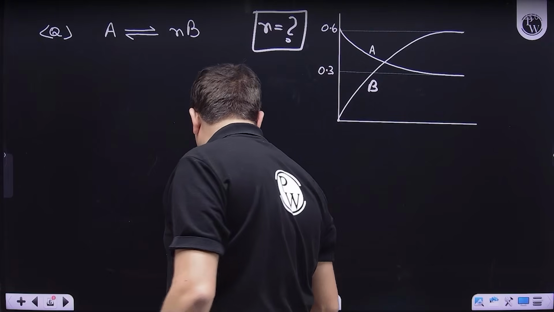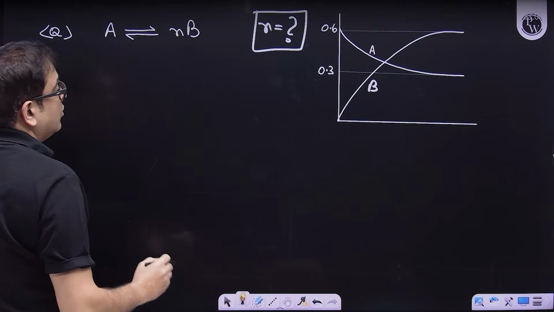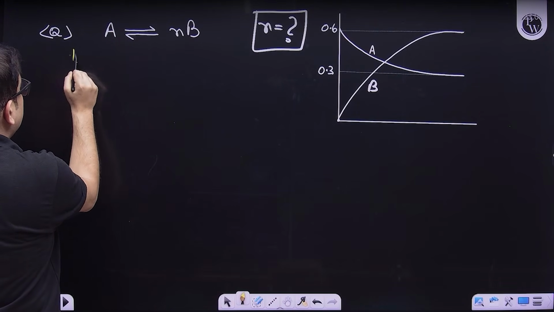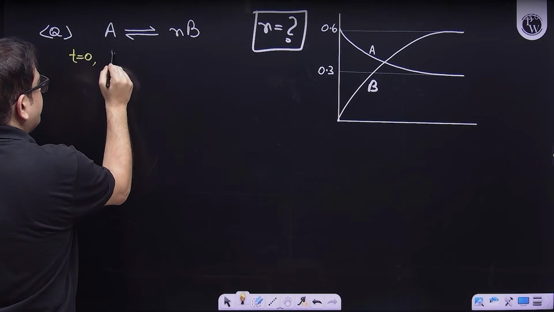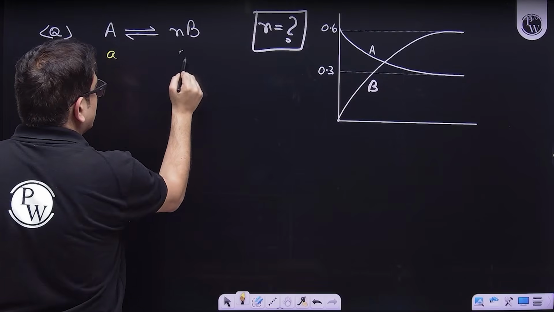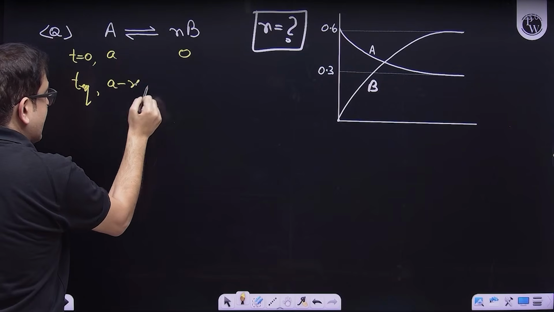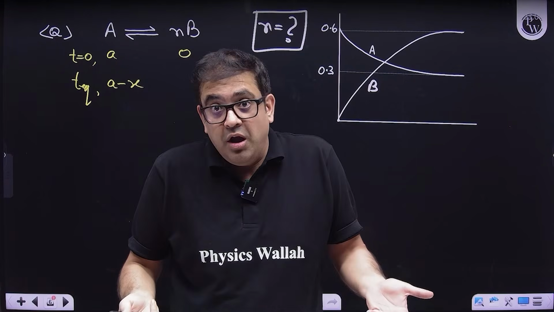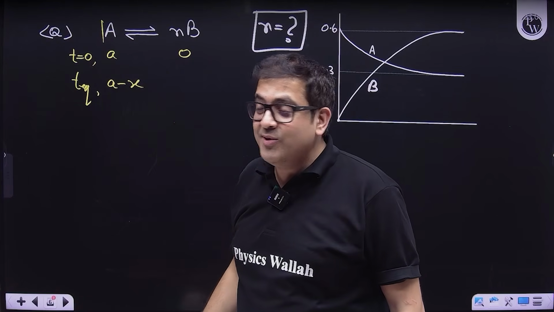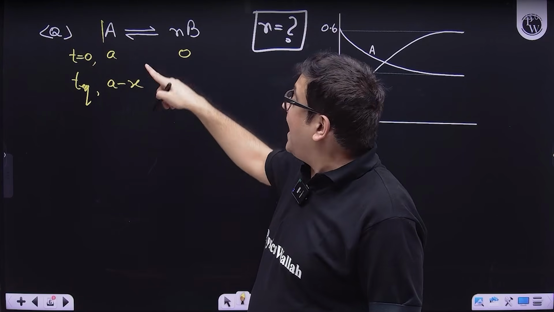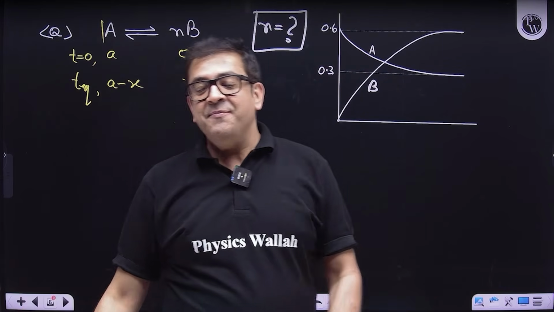Let us apply these basics. So let's say at time t equal to 0, a moles of A were given, and initially B was 0. So when equilibrium has been reached, a minus x is remaining because some A will react. When 1 mole of A reacts, n moles of B are produced. So when x moles of A have reacted, nx moles of B will be produced. So the number of moles of B produced is nx.